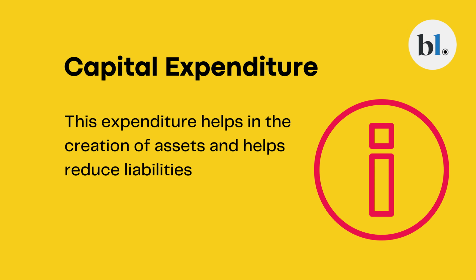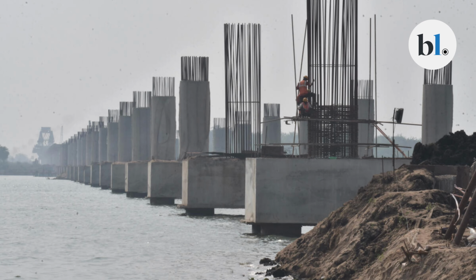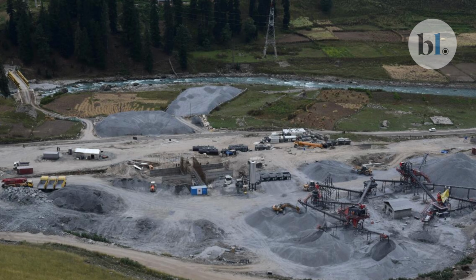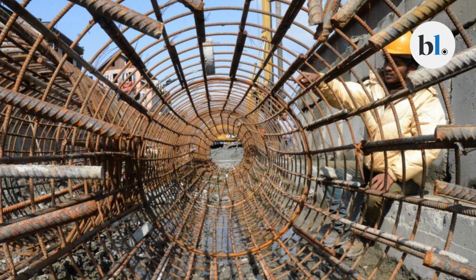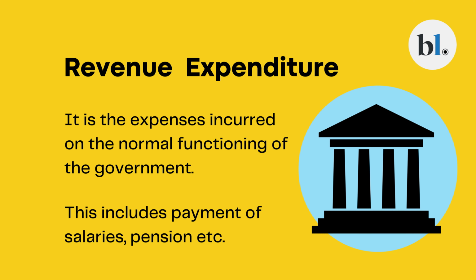Capital expenditure is super important. This expenditure helps in the creation of assets and helps reduce liabilities. It adds to the capital stock of the economy and increases economic productivity through long-term development programs and welfare measures. Revenue expenditure is recurring in nature and is incurred in the normal functioning of the government.